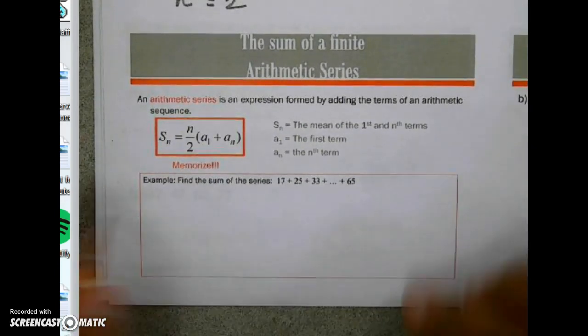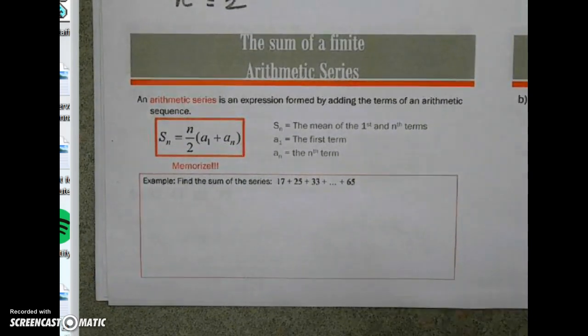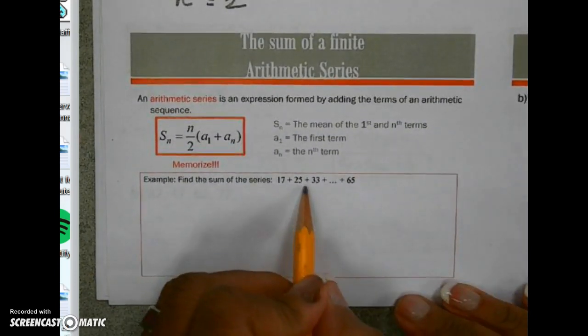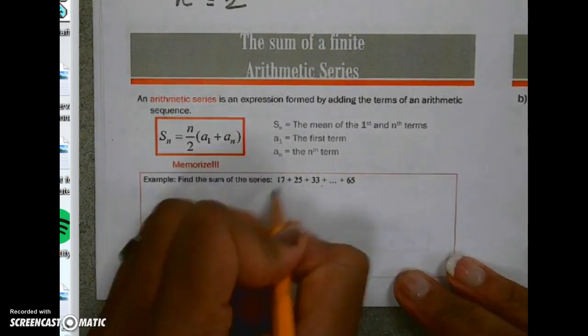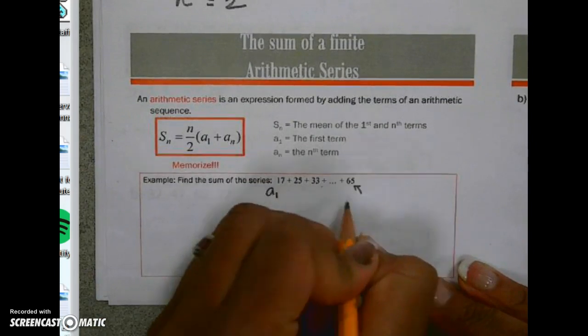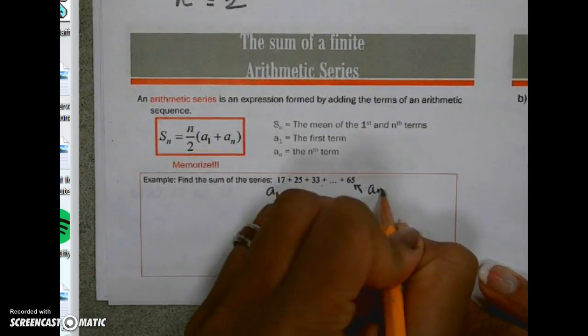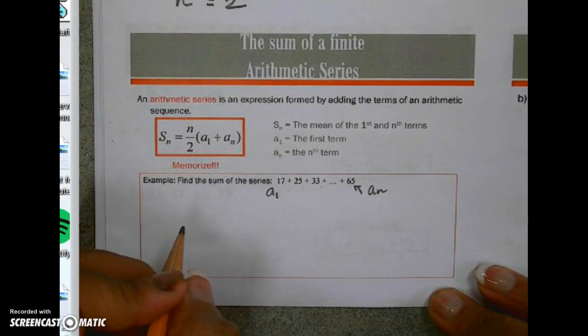So let's try it. For example, find the sum of this series. 17 plus 25 plus 33 dot dot dot all the way to 65. So my first term, a sub 1, is 17. My last term is a sub n. Well, what do I want? I want to find the sum of this. So how do I do that? Well, let's plug in everything that we know so that we can find some things.